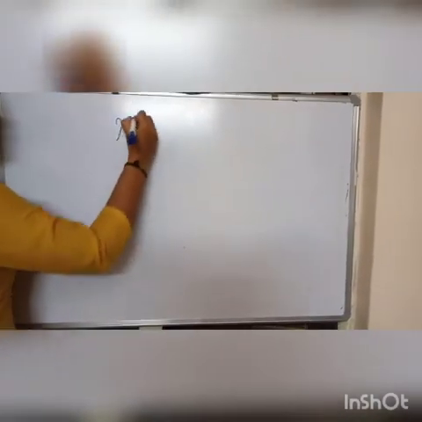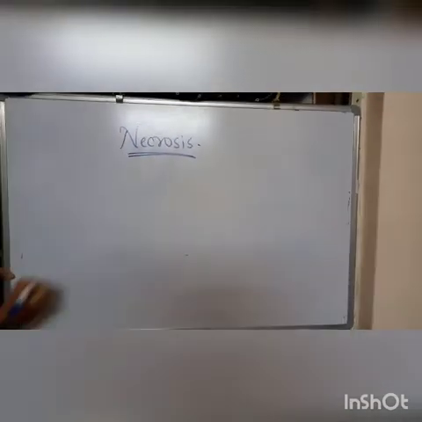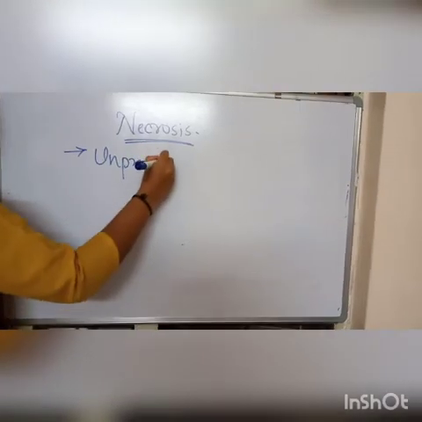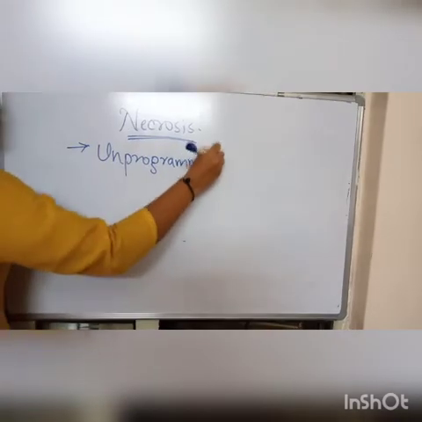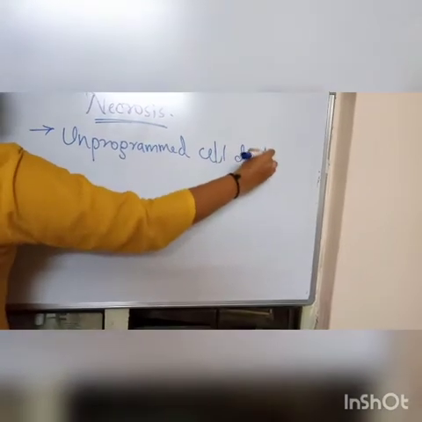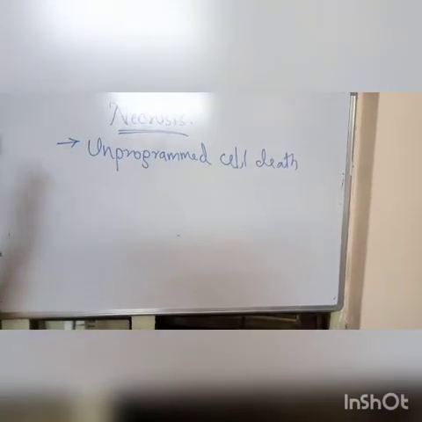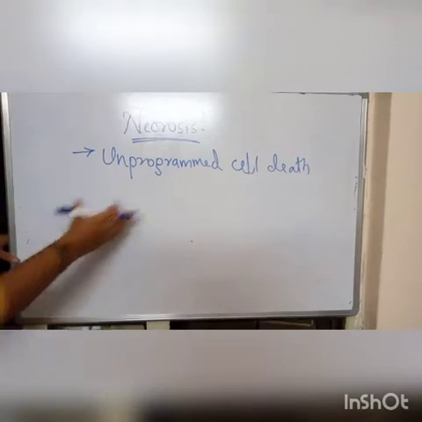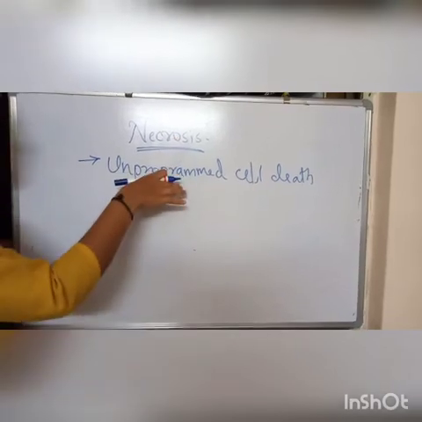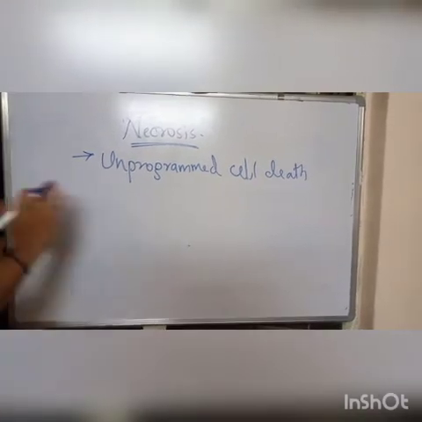Let us study about necrosis. Necrosis is the unprogrammed cell death. It is completely opposite of apoptosis. Whereas apoptosis is the programmed cell death and a genetically determined process, necrosis is the unprogrammed cell death and it is not a genetically determined process. There is nothing like an inbuilt structure here.